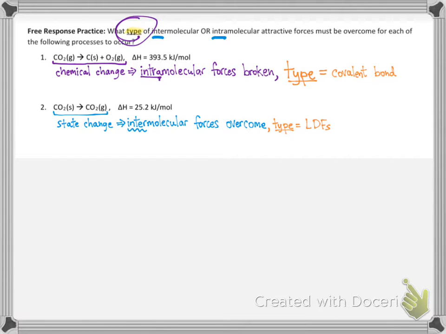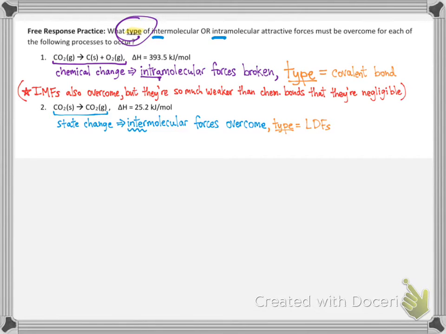You might be thinking, wait, I know we're breaking bonds in the first one, but aren't we also overcoming IMFs? Well, I mean, yeah, you are, but remember the children. The IMFs are negligible, so they would not be considered a correct answer to this problem. And there you have it. That would be a classic free response problem that makes sure that you understand the distinction between intra and intermolecular forces. So thank you for playing with the glories of chemistry.